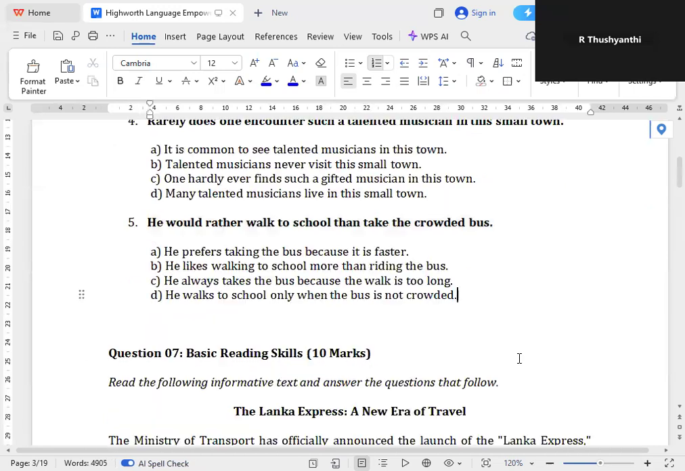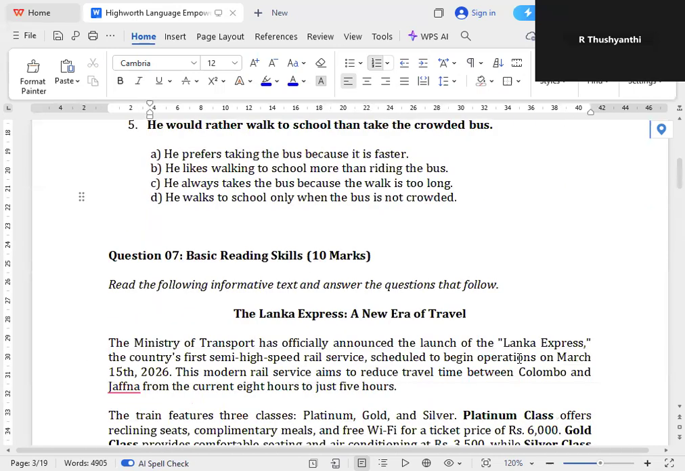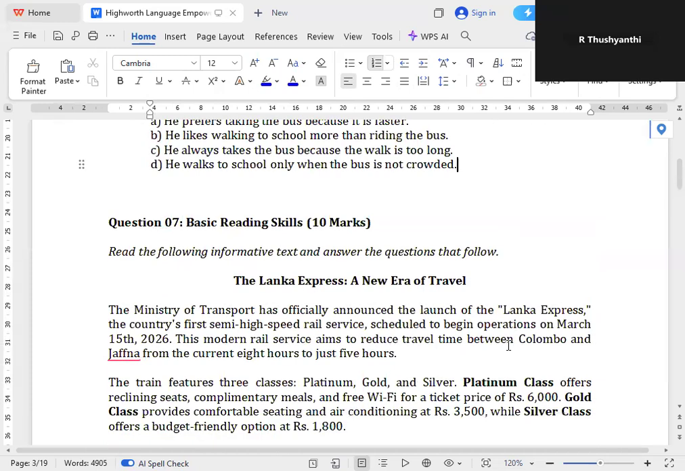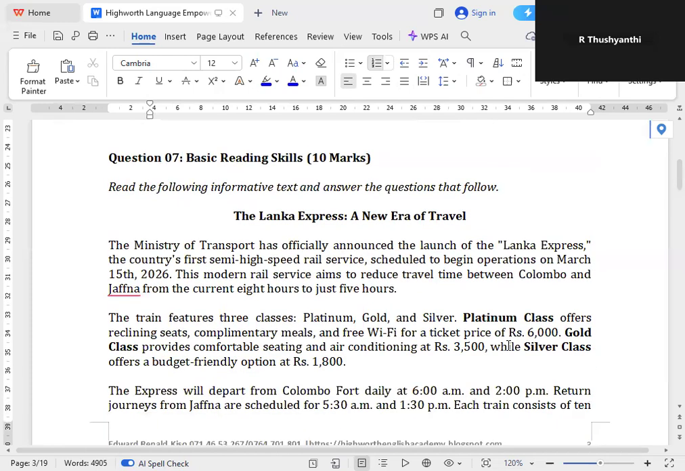And in question number 7, there's a text or an article on different topics. So here the topic is transportation. Actually, it's about train travel, the change.